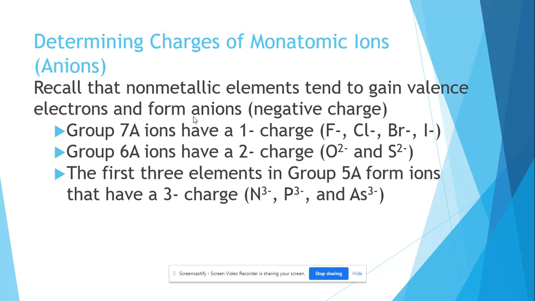Now if we look on the other side, anions. Anions are negatively charged. Recall that non-metals tend to gain electrons to form anions or negatively charged ions. For example, things in group 7A have a -1 charge because they have 7 valence electrons. They only need 1 more to get to 8. Things like fluorine, chlorine, bromine, and iodine. Group 6A have a 2 negative charge. And then the first 3 elements in group 5A tend to form ions that have a 3 negative charge, such as nitrogen, phosphorus, and arsenic.